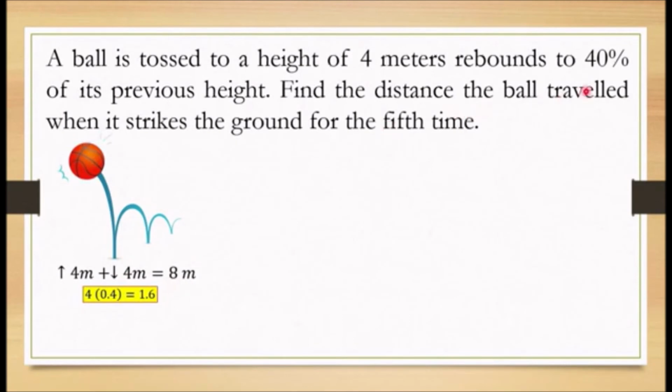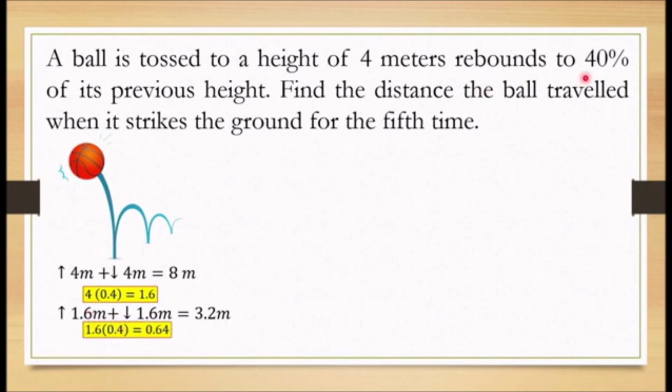Then it says that on the second rebound, it decreases to 40% of the previous bounce. So from 4 meters, we are going to find 40% of 4 meters. So 4 times 0.4, because 0.4 in decimal is equal to 40% in percentage. So 4 times 0.4 is 1.6. So that is our second bounce or rebound. So it becomes 1.6 upward, 1.6 downward. So that is equal to 3.2 meters.